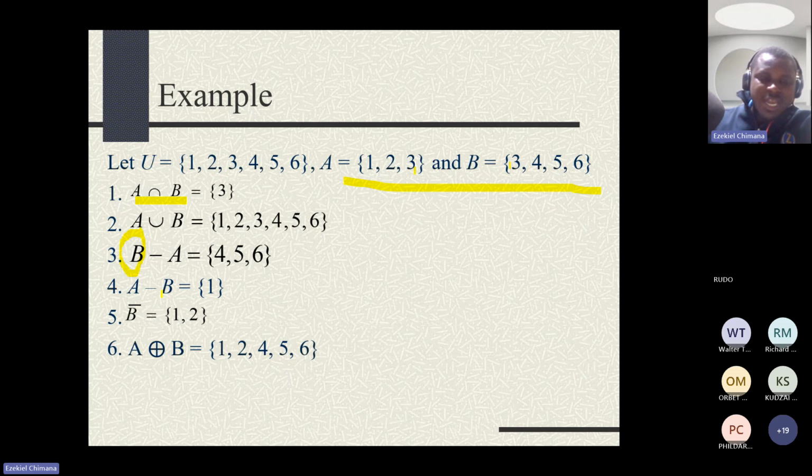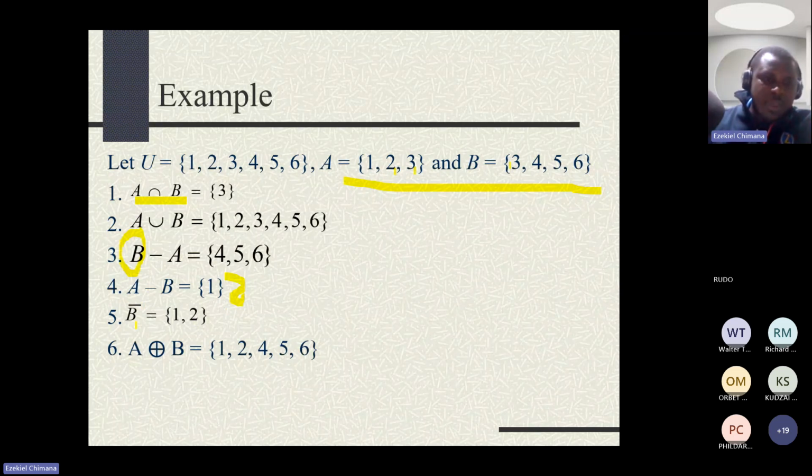A minus B, you want elements which are in A, but not in B. This one is in A and is not in B. And then we've got a 2, which is in A but not in B. So here there's need of adding a 2. This answer is wrong. We need to add a 2 there. So that's the answer for A minus B.